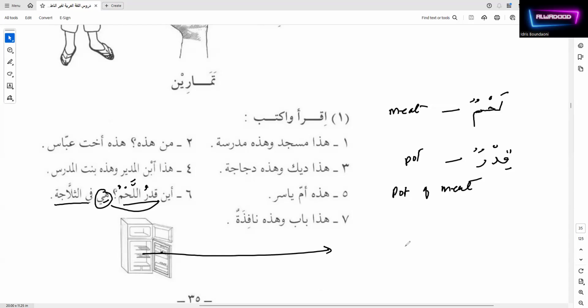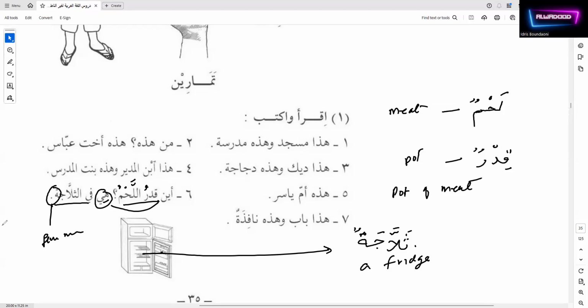ثلاجة is right there. ثلاجة, with a ثا. ثلاجة, as you can see, it has تاء مربوطة at the end. So therefore, it's considered a feminine noun or object.